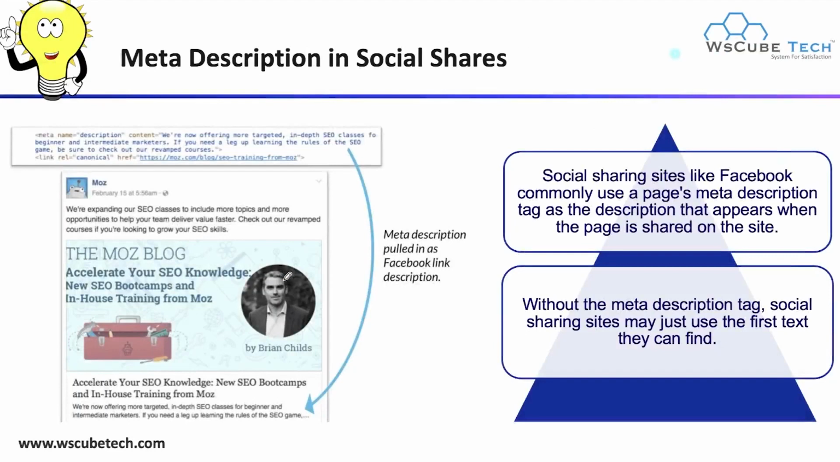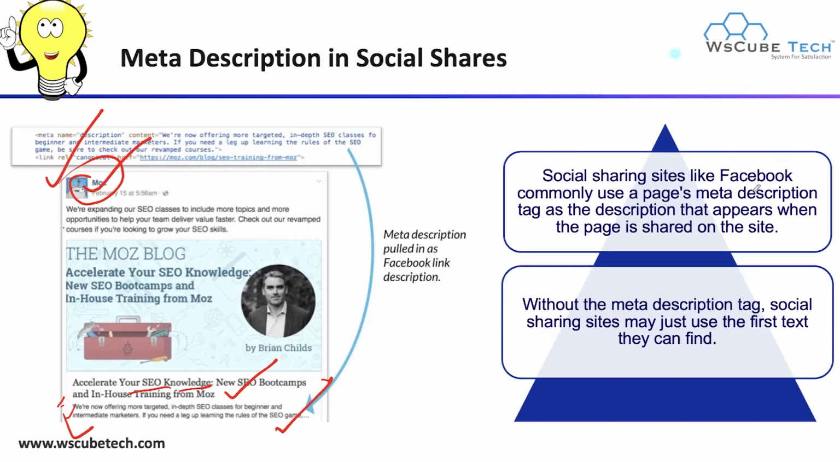Now, the meta description in social share. This is the example here. In this example, you can see that for this website, when we mention the site link on Facebook, this is a company page, and this is an example from this company's Facebook page. When we mention this link here, along with your site title, we also get a description. This is the title, Accelerate Your SEO Knowledge, and this is the description we have. So along with your title, we also got your meta description, which describes something about your website.